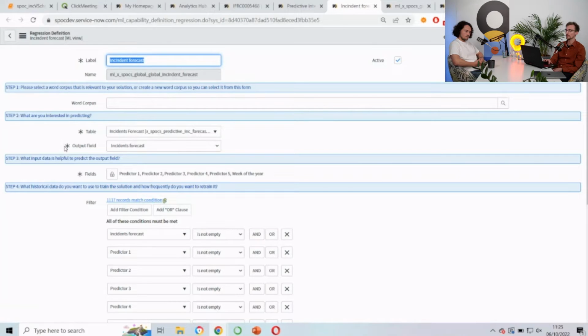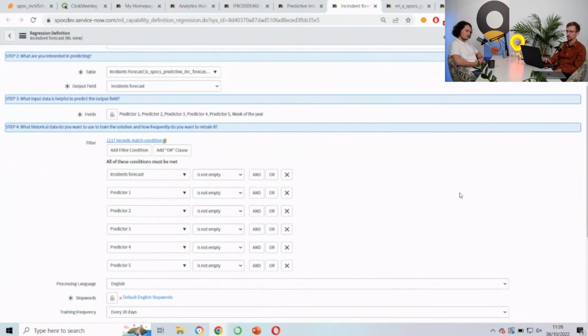What is important is that you can put a lot of data in to train the model, but the output field would be just one for each regression. What we wanted to achieve is to see how many incidents we are forecasting, and that's why the output field is incidents forecast. And as I mentioned before, the input fields would be a month ago, basically weeks from the past month, and a year ago. What is also important is that you need to add some filters to properly train the model. It can be tricky, but it doesn't have to be.